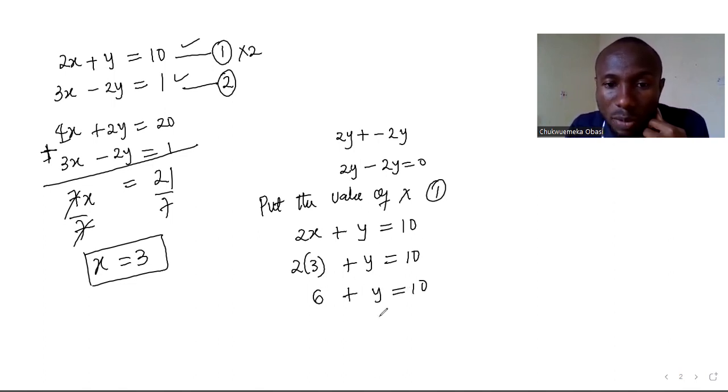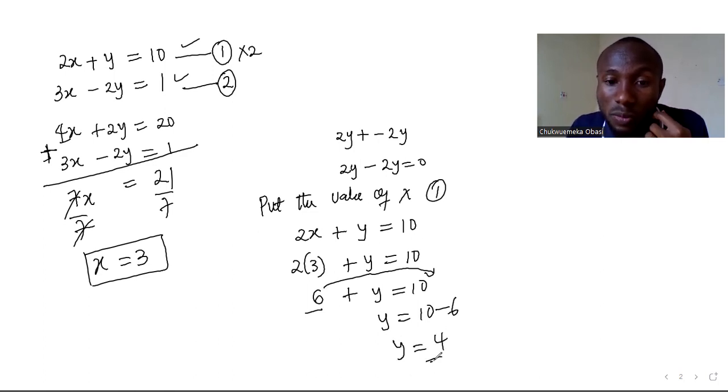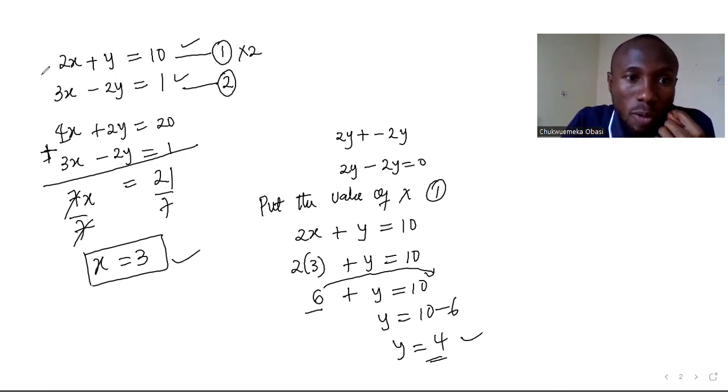Then I'll collect like terms, so I have y is equal to 10 minus 6. When this 6 travels down to this side, it becomes negative, and y will be equal to 4. So my x is 3 and my y is 4. You can actually check your answer when you plug in 3 and 4. Here x is 3, so this is 2 times 3, which is 6, 6 plus 4 is 10.